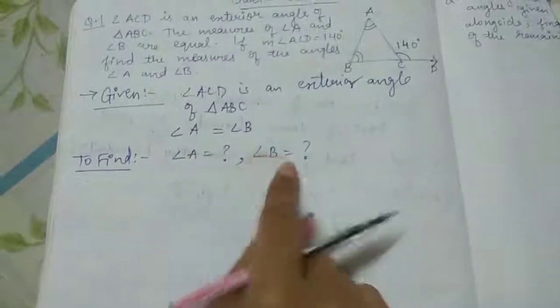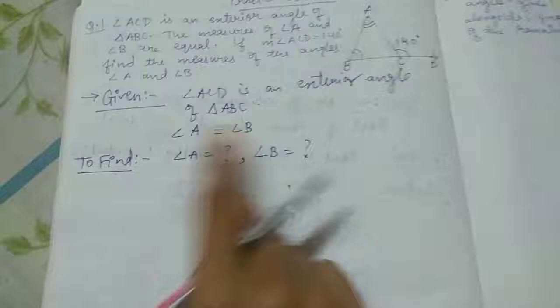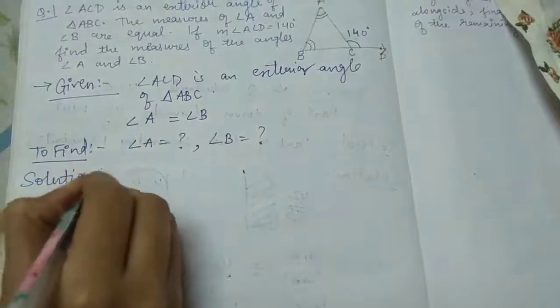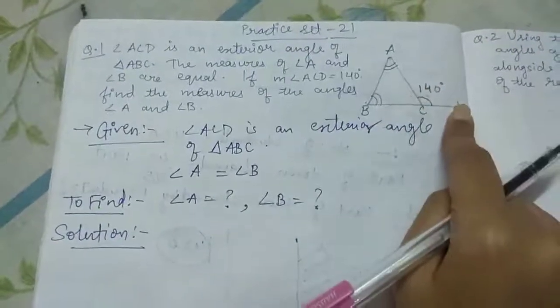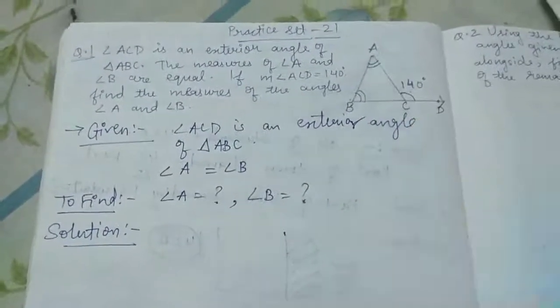But if we found any one, directly we will be getting the other angle. If we found A, we will be getting B. If we found B, we will be getting A, because both are equal. Let's start with solution. Yes, as we can see, exterior angle is there, so we are going to use exterior angle property here.